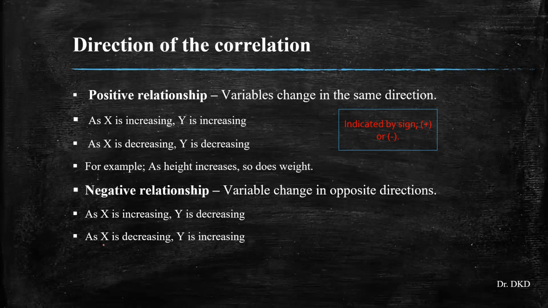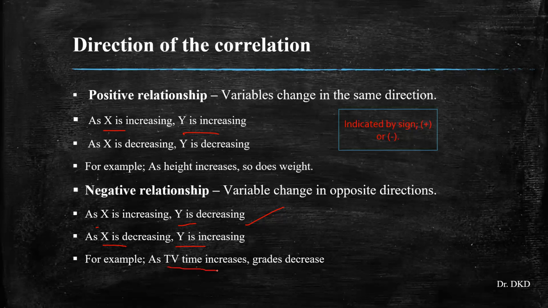This is an important point. We need to understand the direction of x and y in terms of positive correlation, positive relationship, and negative relationship. For example, as TV time increases, grades decrease for students who are going to appear in examinations. If they are watching TV the whole day and tomorrow they are going to appear in an examination, there is a chance their grades would decrease.